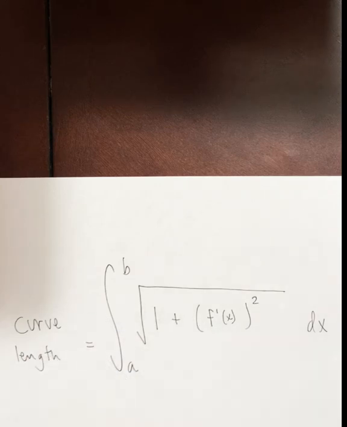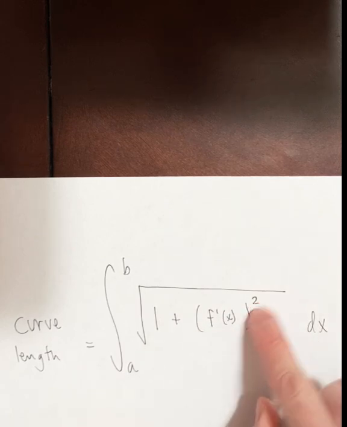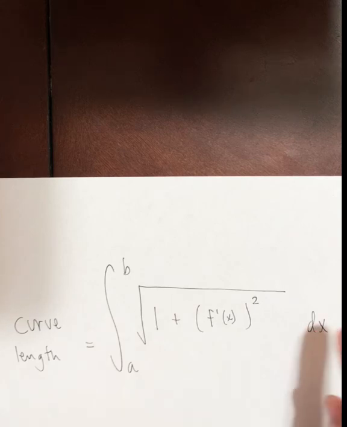Okay, so this formula here is what we'll use to find the length of a curve, where we have an integral with limits a and b, and the formula is always like this. It's a square root of 1 plus, and in here you drop in the derivative. Always square the derivative and then dx. Now, sometimes it's dx, sometimes it's dy.